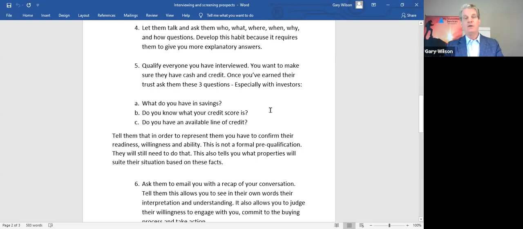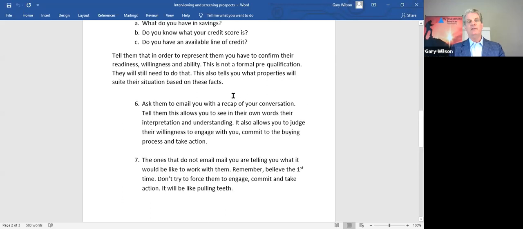So in any case, you want to determine readiness, willingness, and ability. That's what you're doing, okay? Now, any case, once you're done that, you say, great.